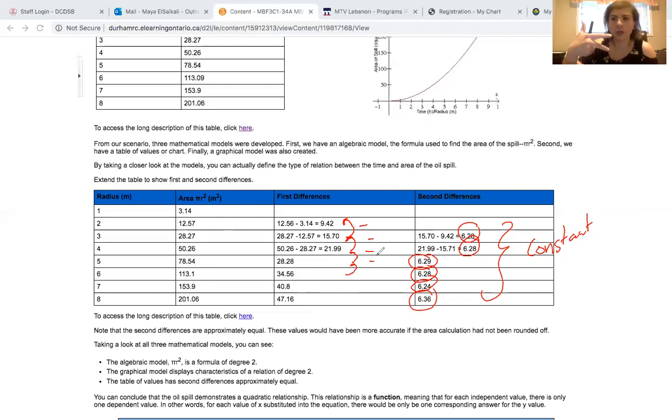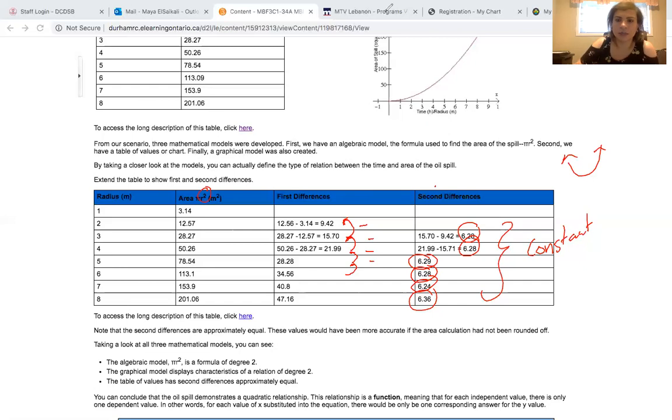So we've learned 3 things so far. If I'm looking at the equation, the degree has to be a degree 2. So the highest degree is degree 2. If we're looking at the graph, it's gonna have to have a parabola-shaped graph. And if we're looking at a table of values, the second difference has to be constant. So note that.